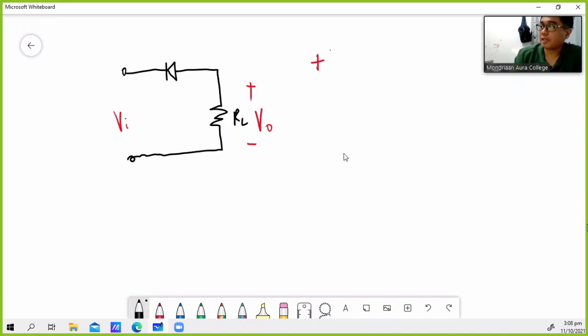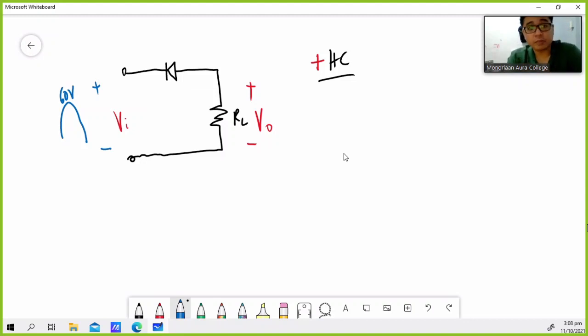So for the positive half cycle, plus, minus, ang pinakamataas sa kanya na voltahe is 60 volts. Kasi nga ang peak to peak niya is 120 volts. Twice the value of the peak voltage, that is equal to the peak to peak voltage. Okay. So, i-analyze natin both for ideal and the silicon diode.